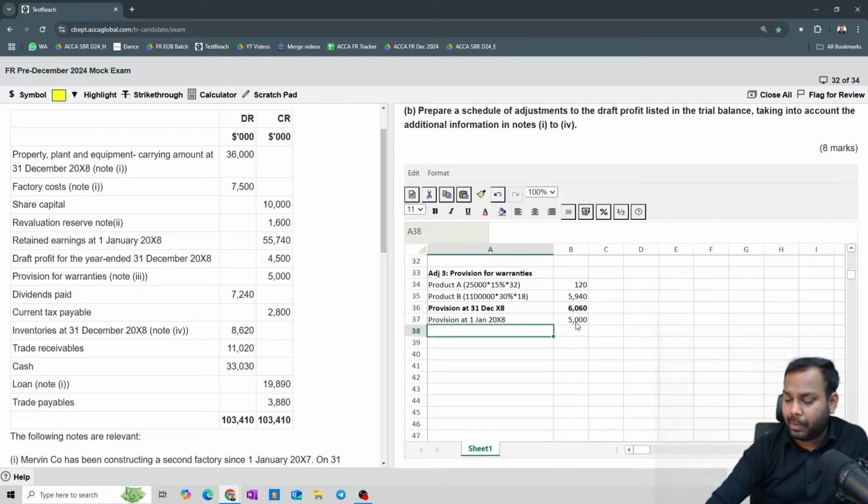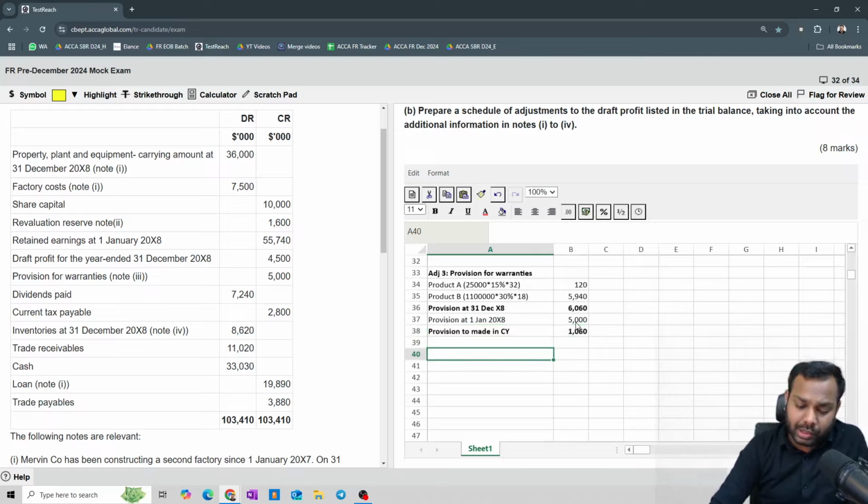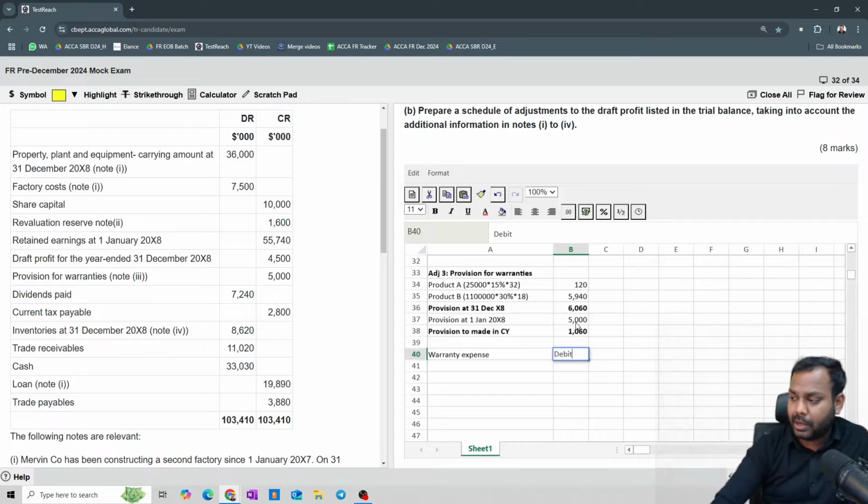So what is the provision required to be made in the current year? It is equal to this minus this, closing minus opening. This is the provision required to be made in the current year. Now, how will we record this? We'll record warranty expense account debit to provision for warranty.